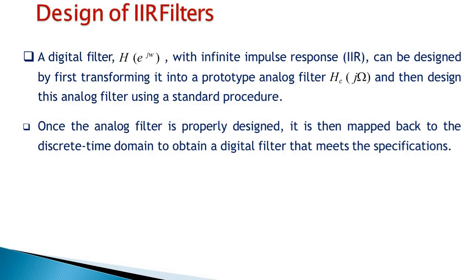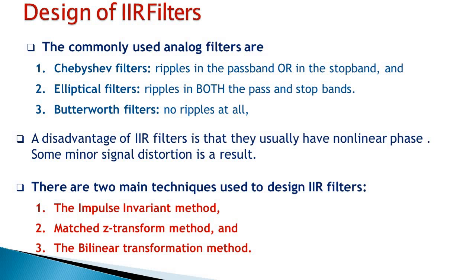A digital filter H of e^jω with infinite impulse response can be designed by first transforming it into a prototype analog filter, and then designing this analog filter using a standard procedure. Once the analog filter is properly designed, it is mapped back to the discrete time domain to obtain a digital filter that meets the specifications. The commonly used filters are Chebyshev, elliptic, and Butterworth filters.